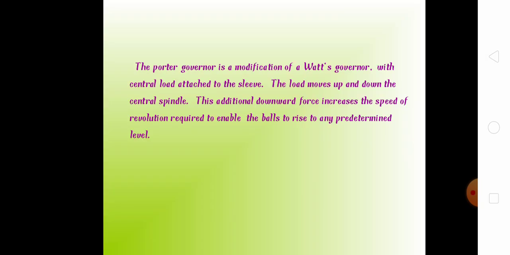The Porter governor was the first effective high speed governor, designed by an American engineer named George Porter. We can find the expression for the height of the governor by the instantaneous center method. Here we have seen the height of the Watt governor, and now we will see this by the instantaneous center method. The load moves up and down the central spindle. The additional downward force increases the speed of revolution required to enable the balls to rise up. Now we will see the derivation.